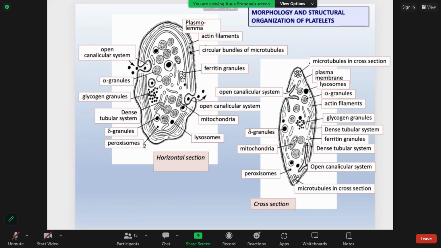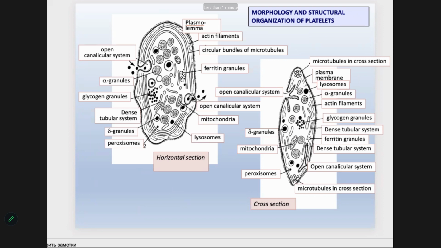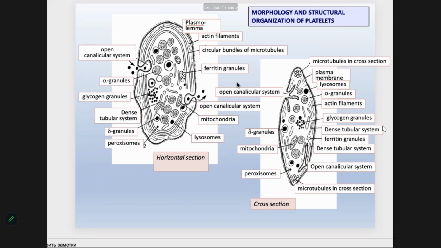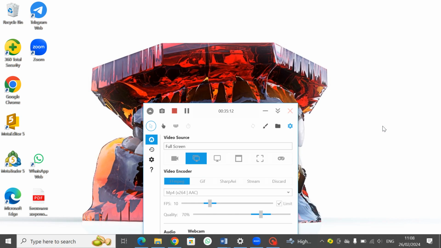So this is the first portion of the hyalomere, the elements of cytoskeleton. And the second portion of the hyalomere is a canalicular system, open and dense canalicular system.